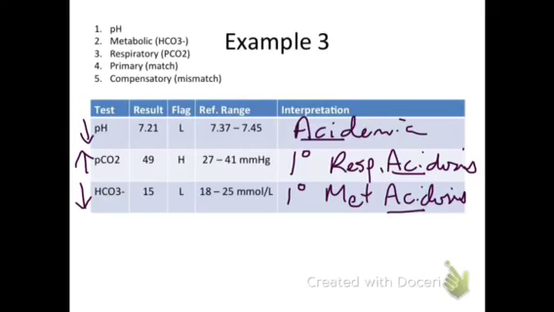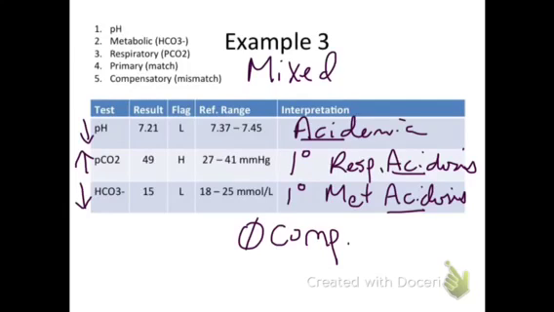Therefore, there are diseases in both systems that are contributing to the acidic blood pH. There's no compensatory process. Since there are two primary acid-base disorders, this is a mixed acid-base disturbance.